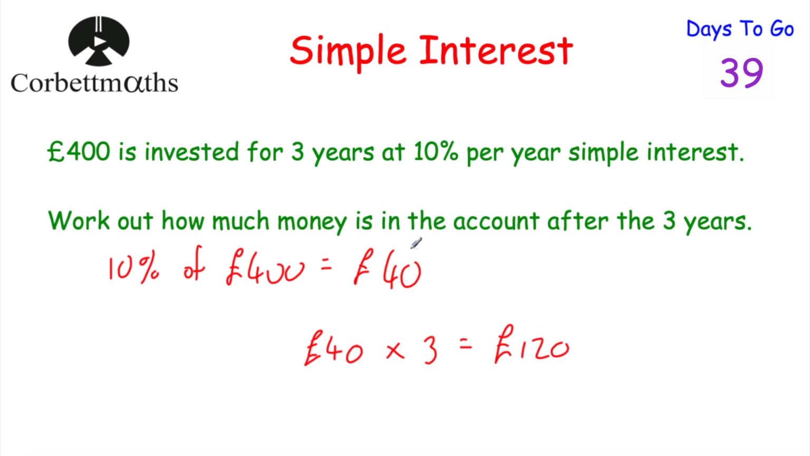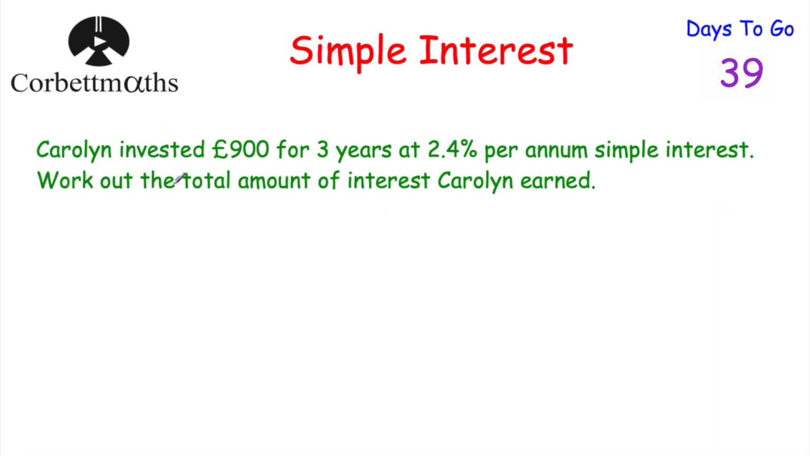And then it says how much money is in the account after 3 years. So we're going to take the amount of money that was in the account to begin with, which is £400, and add the £120 earned in interest, and that's equal to £520. And that's it. So how much money is in the account after 3 years? The answer would be £520. And if you got that, well done. Okay, let's have a look at another question.